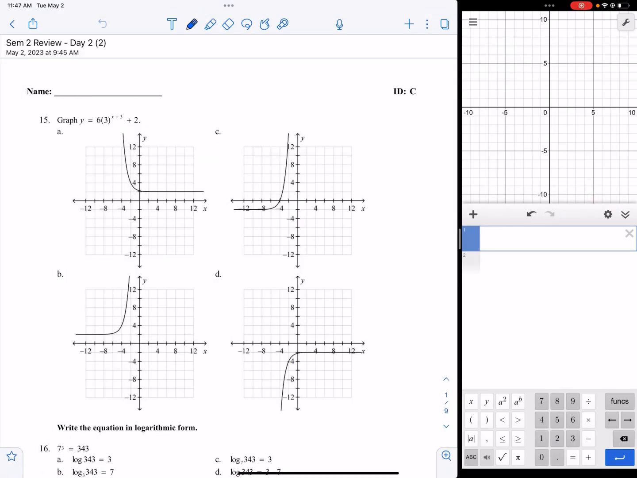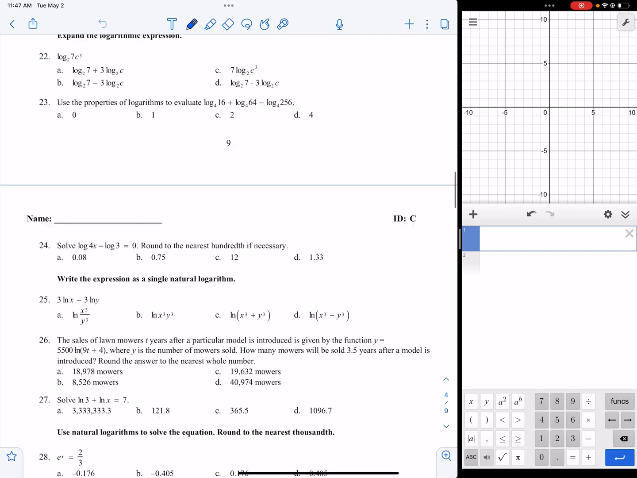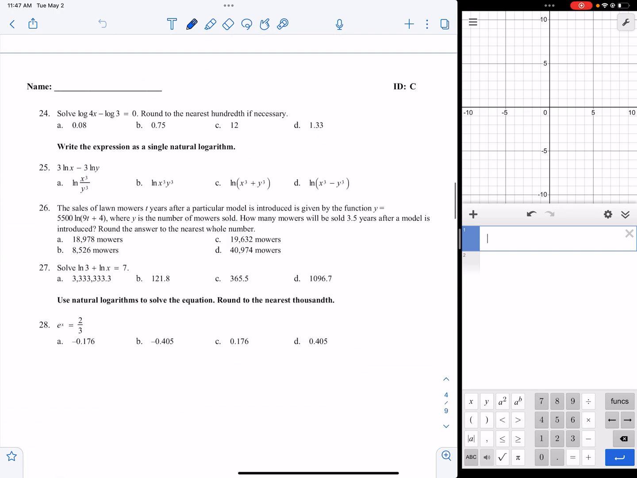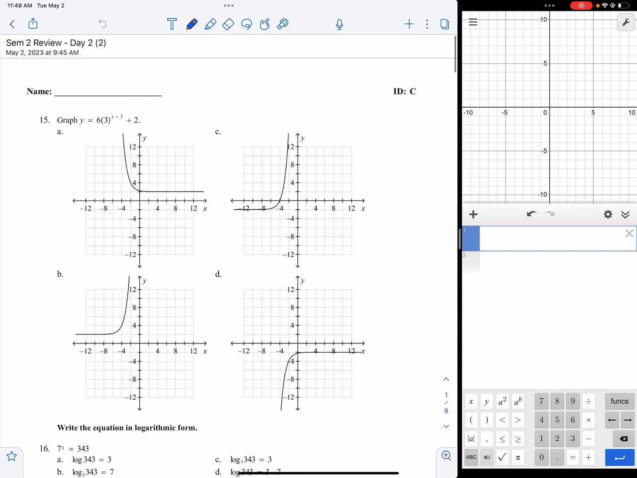All right, this is part 2. So this is 15 through the end of the test, which is, I don't know, 28 or so. Okay. All right, let's get started right where we picked up yesterday.